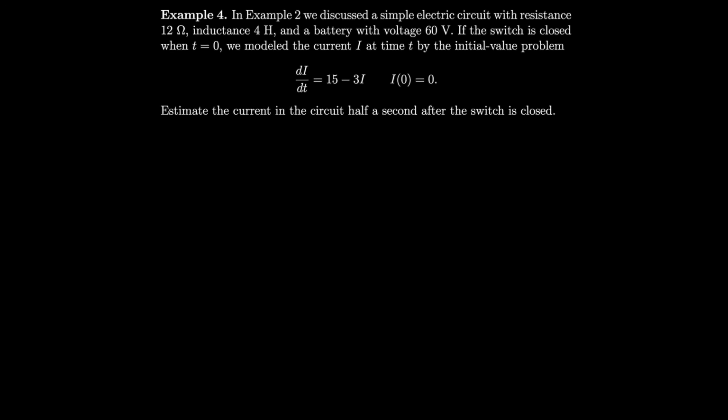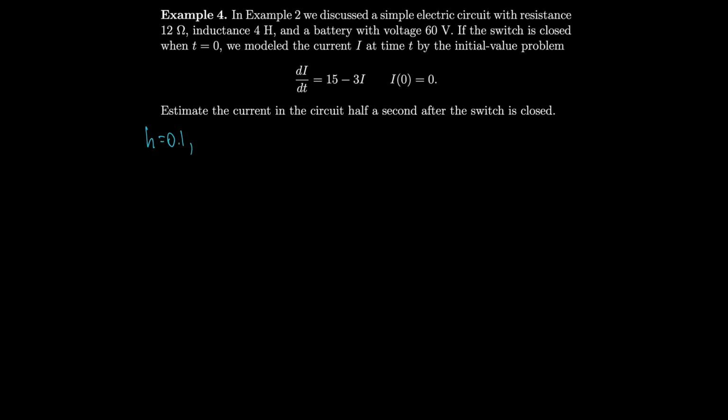In example 2, we discussed a simple electric circuit with resistance 12 ohms, inductance 4 henries, and a battery with voltage 60 volts. If the switch is closed when t equals 0, we model the current I at time t by the initial value problem dI/dt equals 15 minus 3I, where I of 0 equals 0. Let's estimate the current in the circuit half a second after the switch is closed. So we're estimating values in our solution curve that we drew.